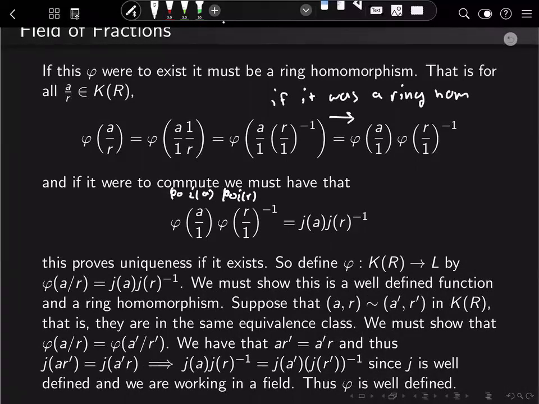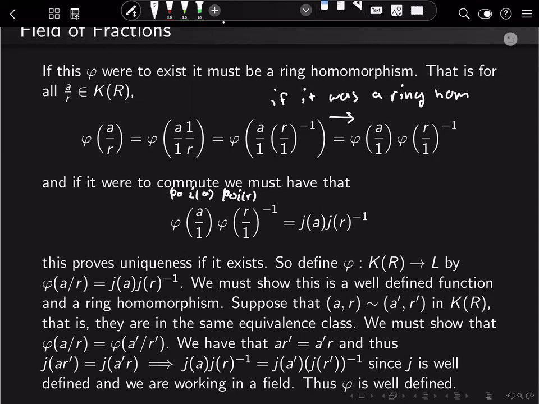So this loosely proves uniqueness by the hand-wavy argument. You could prove uniqueness through the traditional way of showing that something's unique, but through the hand-wavy argument that this definition is forced by the diagram, this must be the only way that we can define this mapping. So we're going to define phi that takes A over R, and it's going to map it to J of A, J of R inverse.